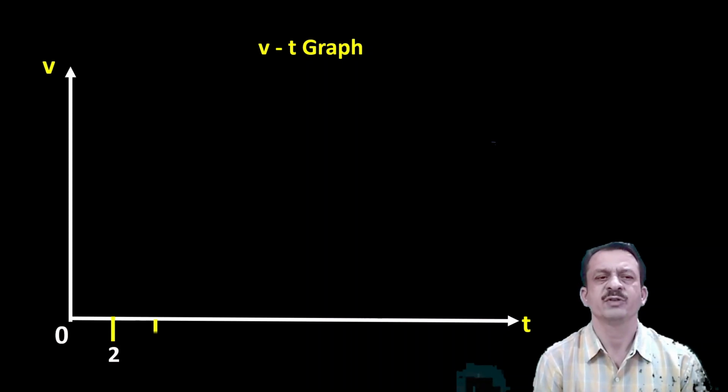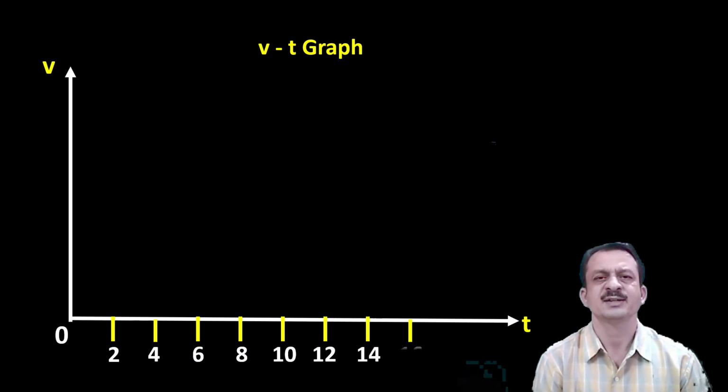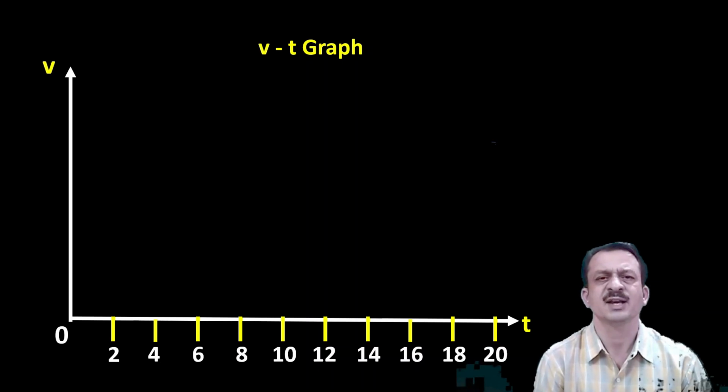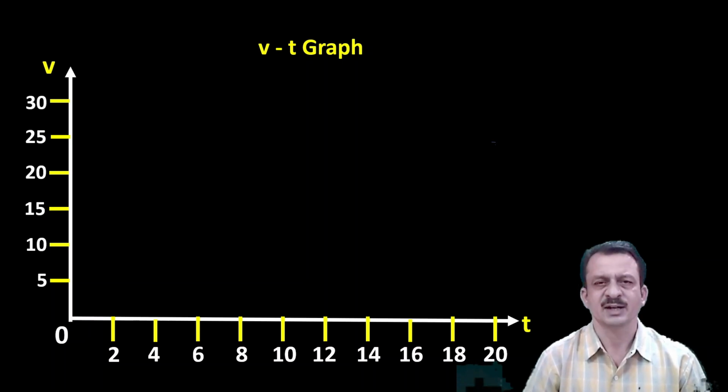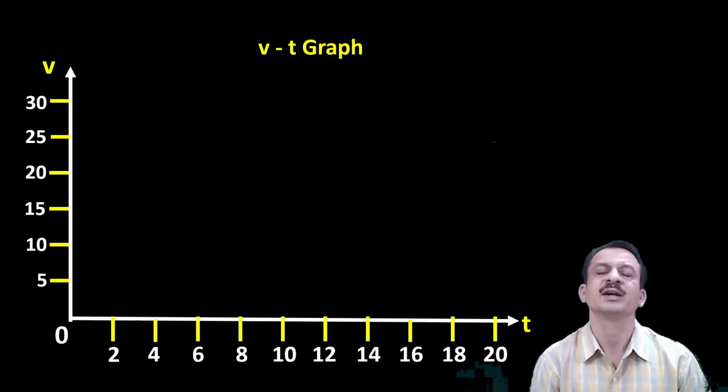Now we will have time along the x-axis and velocity along the y-axis. With the origin we are having 2 seconds, 4 seconds, 6, 8, 10, 12, 14, 16, 18, 20 seconds along the x-axis. Now along the y-axis we are having intervals of 5 meter per second: 5, 10, 15, 20, 25, 30 meter per second. It is velocity, 30 meter per second.